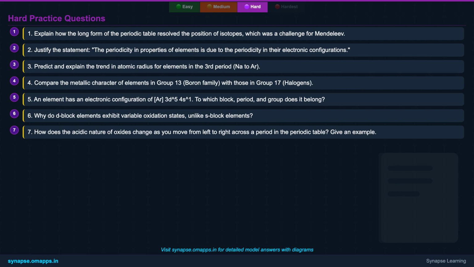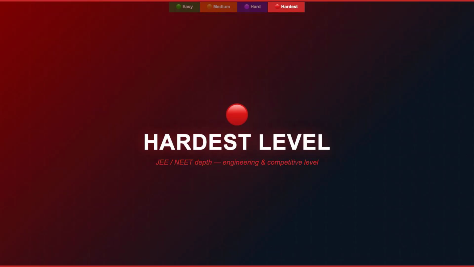Identify the block, period, and group for an element with Ar 3d5 4s1 configuration. Why do d-block elements have variable oxidation states? And finally, describe the change in acidic nature of oxides across a period. Good luck! Alright, champions. This is where we push the boundaries of your understanding.